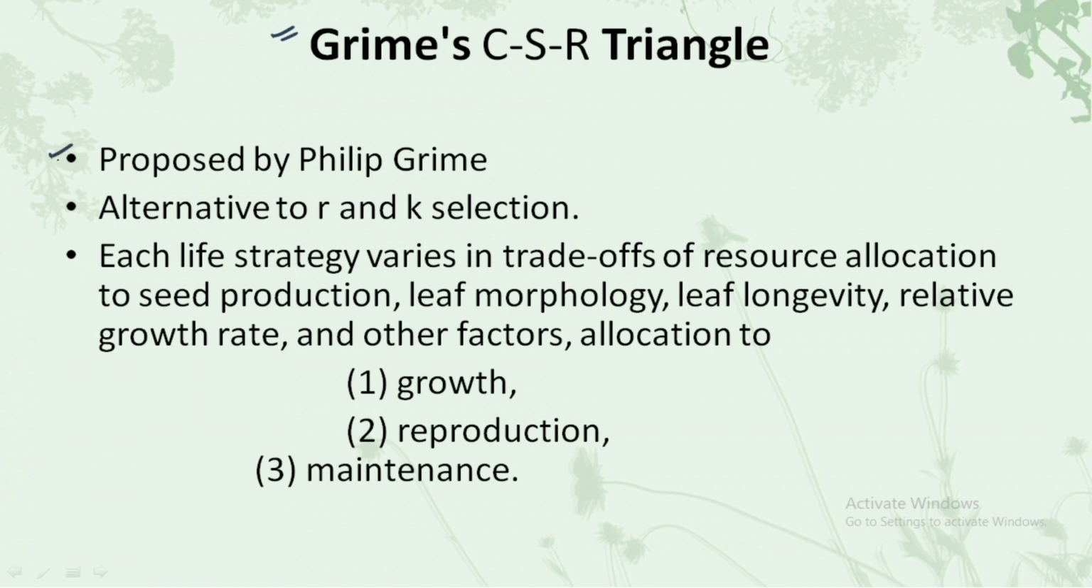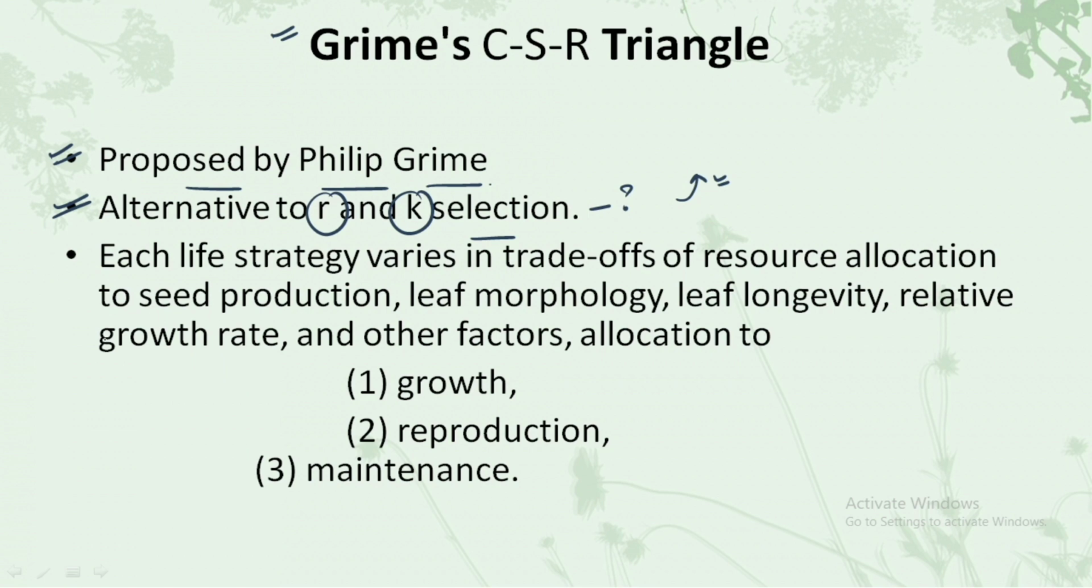The Grime's model was proposed by Philip Grime, and it is an alternative to R and K selection. Now what is R and K selection? I have already discussed this in detail in the previous lectures of ecology. I'll put the link of the complete playlist in the description box. Do check out all the other topics as well.